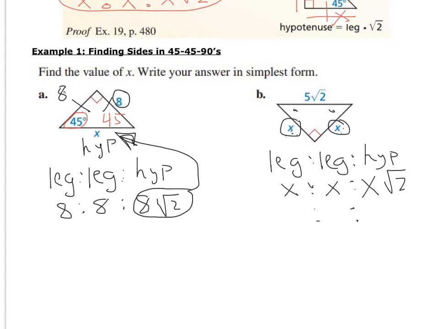Okay? Well, look what they gave us. I'm going to circle it in red. They gave us this part here is 5 radical 2. Well, isn't that the hypotenuse? It's opposite the right angle. So, I'm going to put 5 square root of 2 in for the hypotenuse.